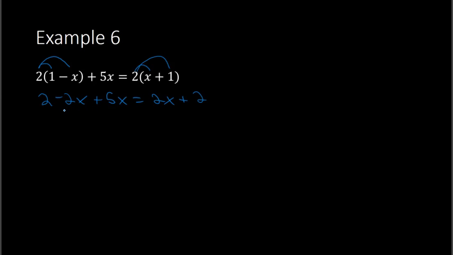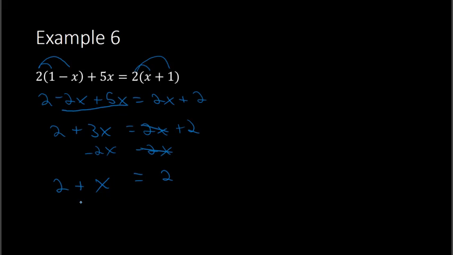Alright, on the left side, I can simplify from here. Negative 2x plus 5x. That would give me a positive 3x. Okay, now I'd like to bring the x's to the same side. It'd be easier if I bring the 2x to the left side. And I do that by subtracting the 2x. So if I do that, on the right side, those would cancel. I'm left with a 2 on the right. And on the left, I have 2 plus 3 minus 2 would be 1x.